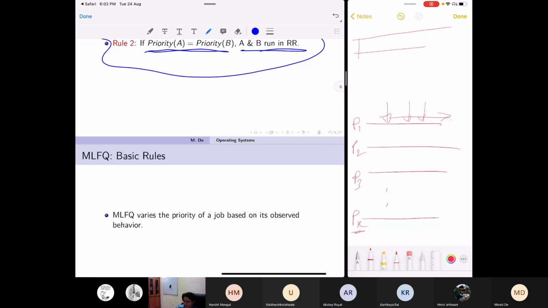If you want to implement some policy, we don't know a priori that this job is going to be an IO oriented job or that this job is going to be a CPU oriented job. So how would you understand that?